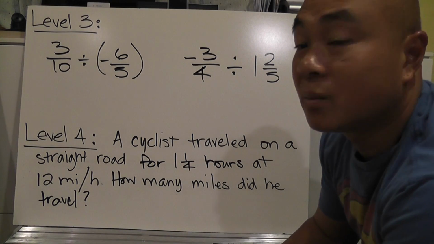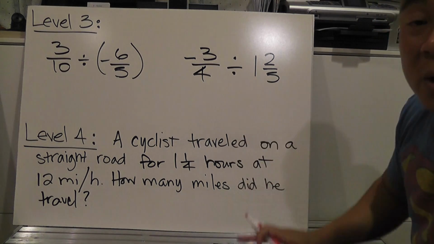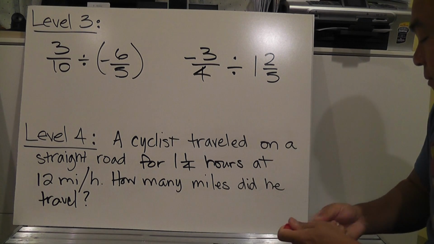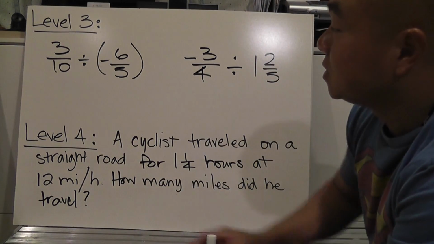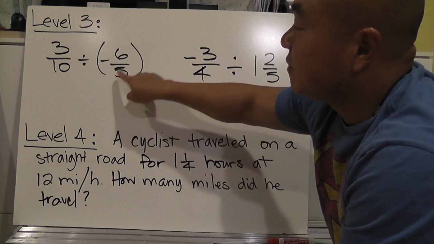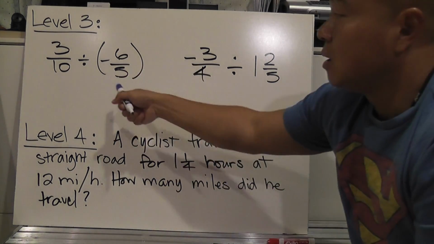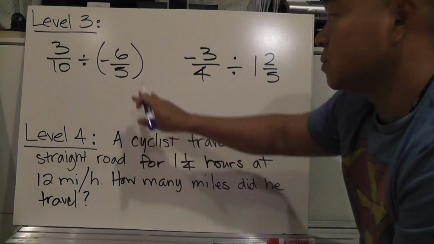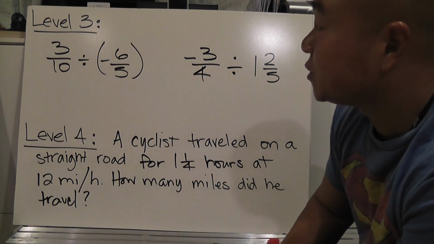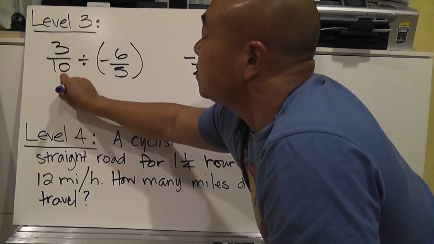Alright, let's move on to level 3. Level 3 questions are similar, except now we're going to go ahead and do division. Here we have 3/10 divided by a negative 6/5. Now whenever you are dividing, there's something special that you have to do, and it's really not special, it's just how you solve a division question. So we're going to start off with 3/10, and 3/10 is going to stay 3/10.